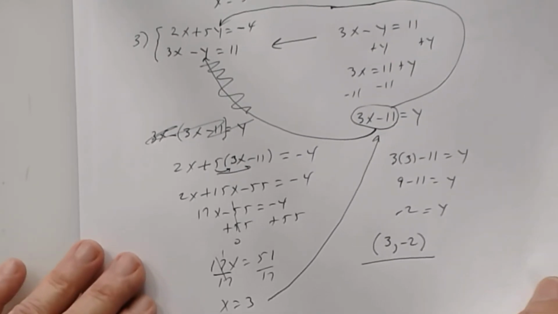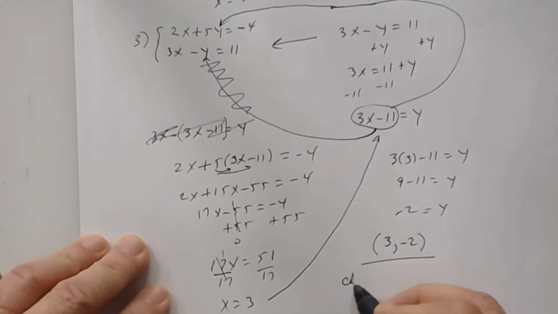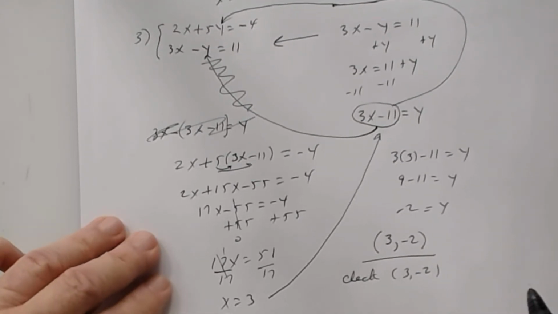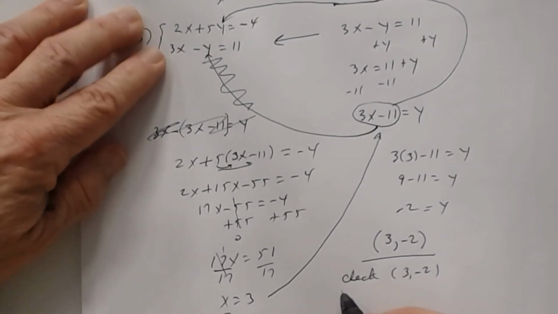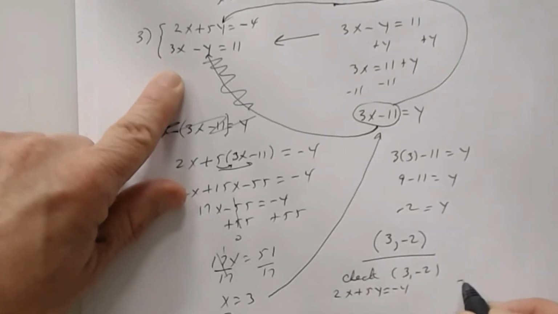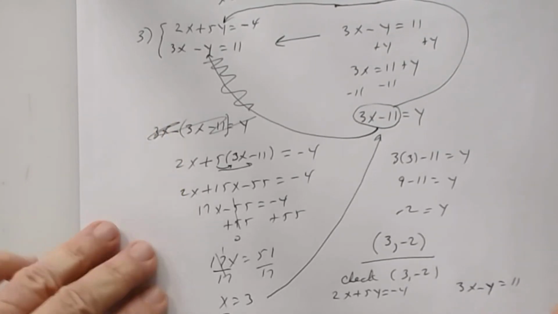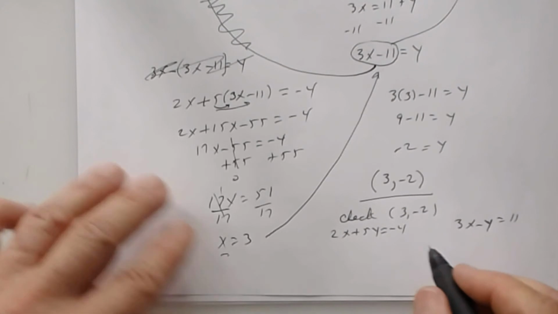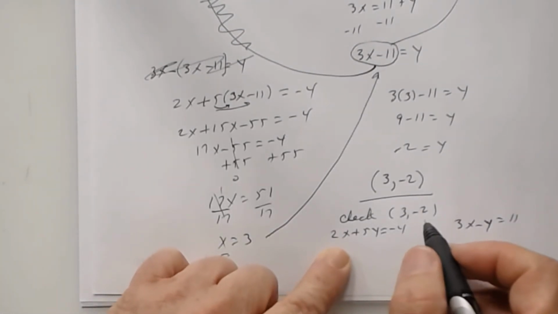Okay, 3, negative 2. Now if you want to check, let me just check this one. So I'm checking 3, negative 2. You go back to the original problem. So I had two equations: 2x plus 5y equals negative 4, and 3x minus y equals 11. So wherever we see the x, I plug in 3. Wherever we see a y, I plug in negative 2.